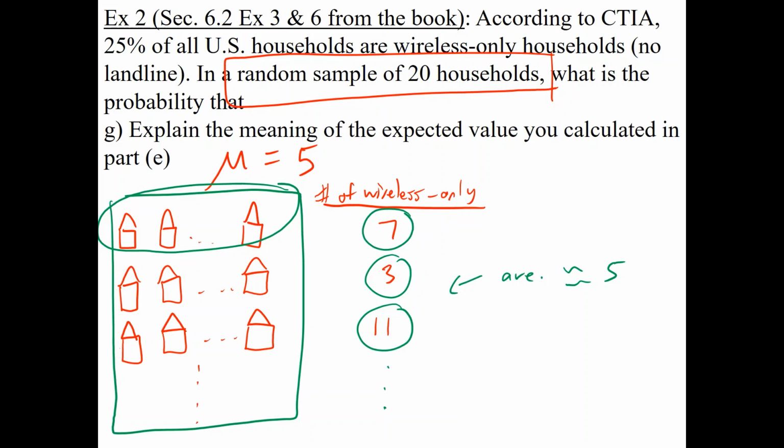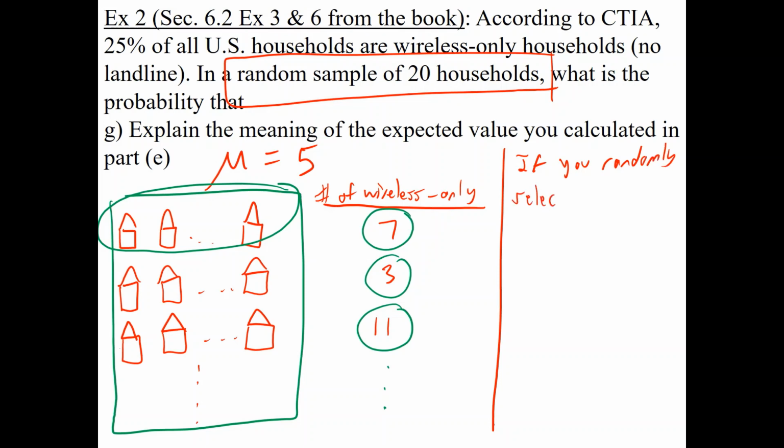Now if I'm going to write it all out, my picture's so pretty, but I'm going to have to erase some stuff. Let me see if I can do it without erasing too much. Let's just erase this part here. Okay, so here's what you're going to write. If you randomly select 20 households many times.